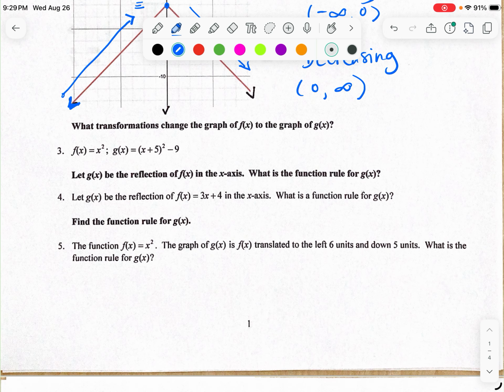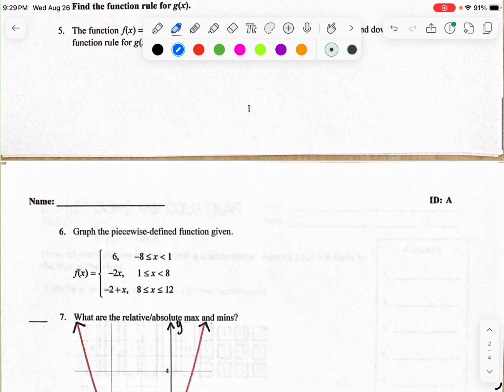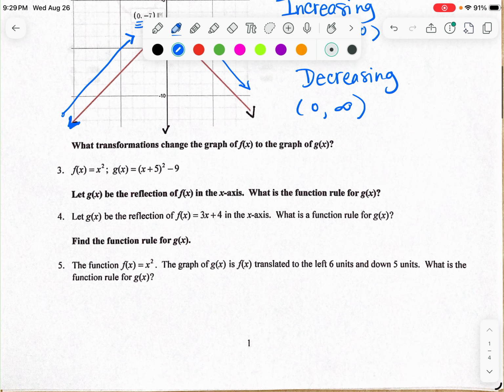All right, number 3, 4, 5. You're going to use that one note paper that has the formulas on it. That's going to be your best bet on this one, if you want to utilize that. But remember, we talked about the difference between adding or subtracting in the grouping symbols and adding or subtracting outside of the grouping symbols. So we're taking this quadratic and we are translating it.